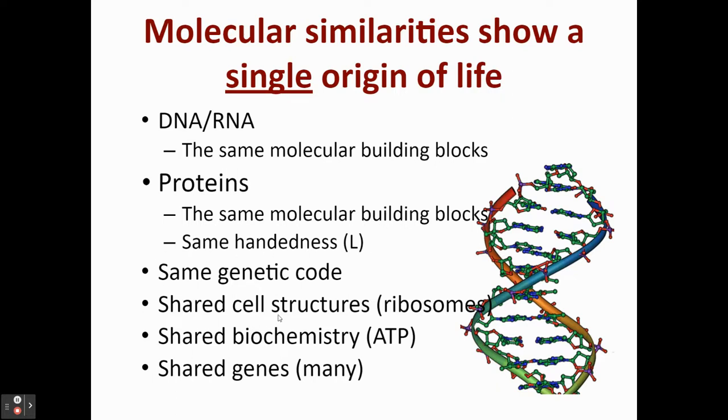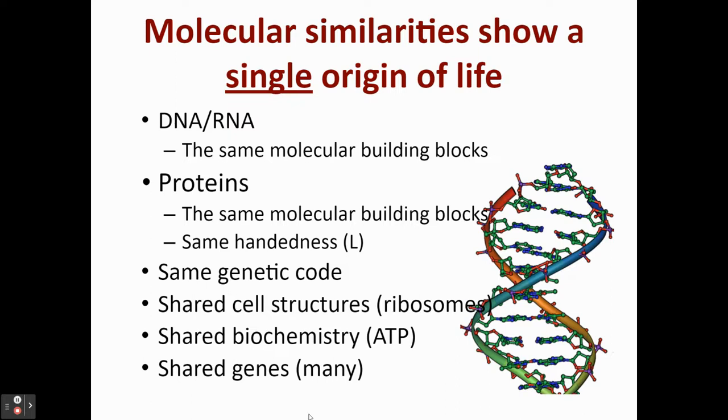The genetic code, the codon chart, is the same for all living organisms. We all use ribosomes, which are slightly different between bacteria or prokaryotes and eukaryotes, but otherwise they do the same function. I can take a eukaryotic piece of DNA and have a prokaryotic ribosome read it, and vice versa. I can have a eukaryotic ribosome read some prokaryotic DNA and create a protein. All living organisms use ATP as the molecule of energy. And we also share many, many different genes that are very similar across the broad spectrum of life.